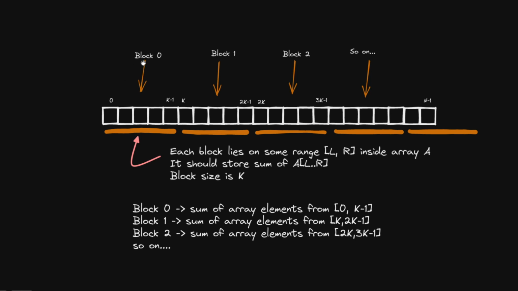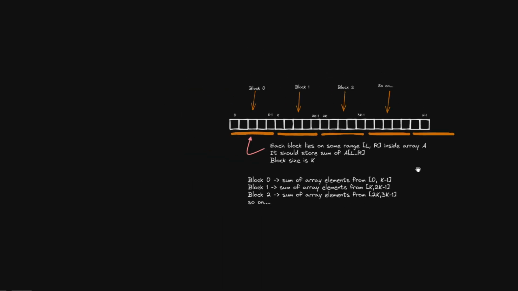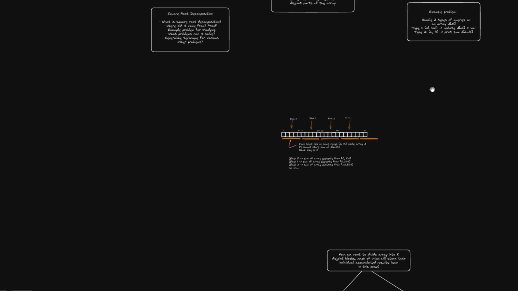So the first block, or we can say the 0th index block, stores the result that we are trying to achieve in this case, which is the sum from 0 to k minus 1th index, and the second block from k to 2k minus 1, basically the next k elements, and so on. So block 0 stores the sum of array elements 0 to k minus 1, block 1 from k to 2k minus 1, and so on. So this is basically the translation of the definition of square root decomposition for our problem, and let's see how this is going to transform.